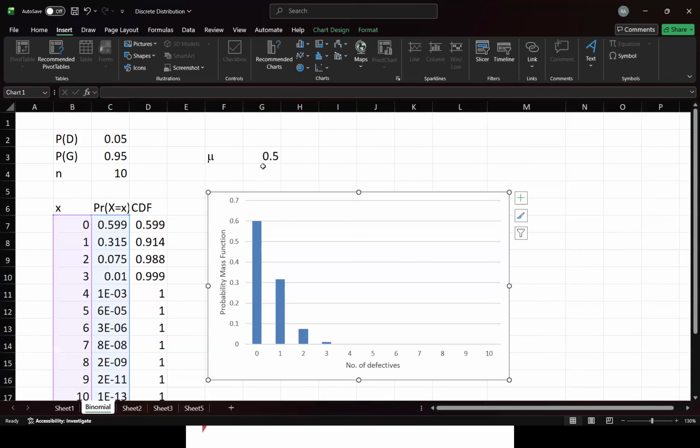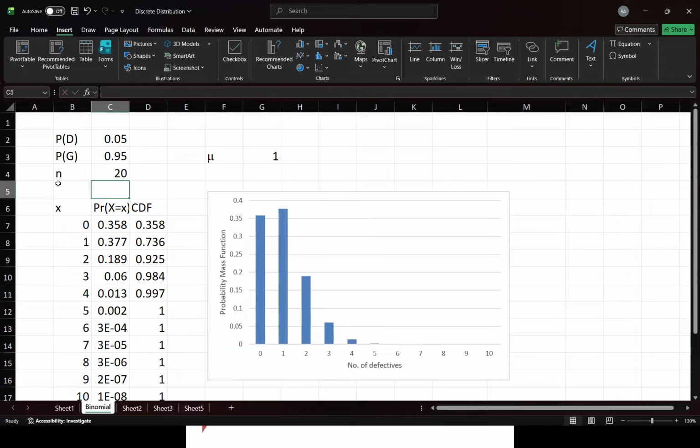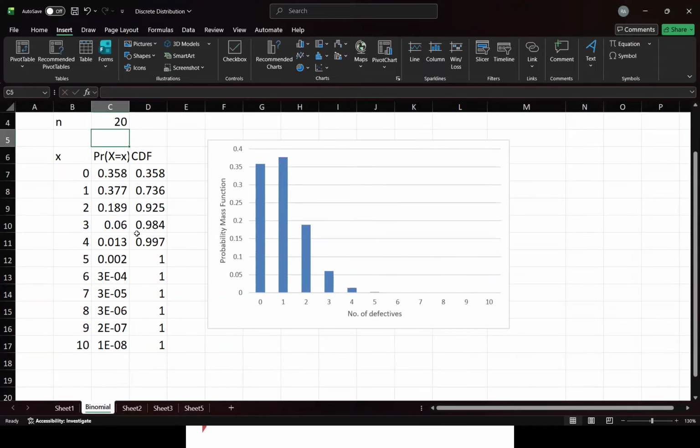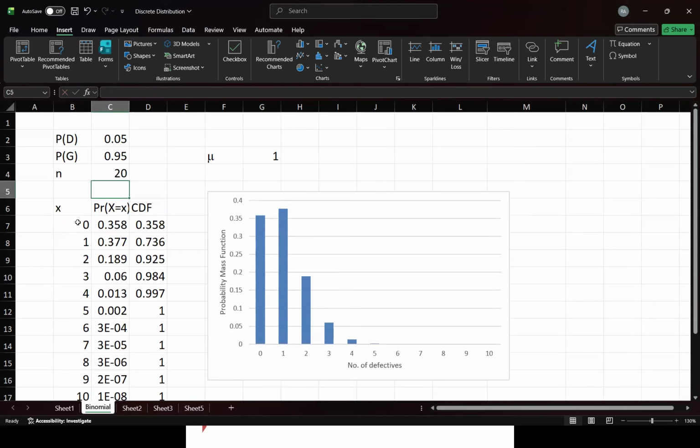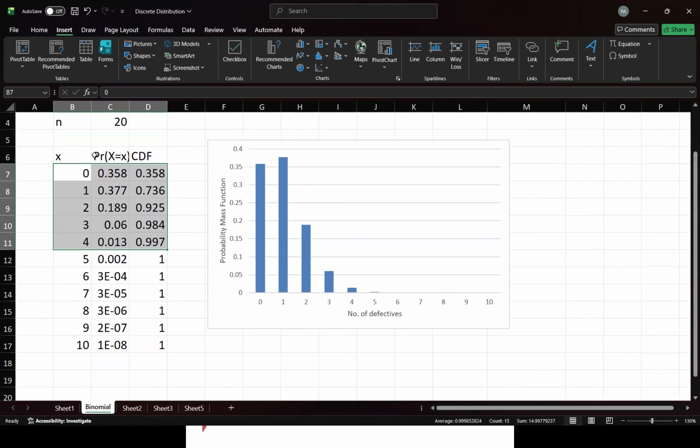So if we further go for the higher values, say 20, again we find the probabilities are shifted more towards the smaller x values. So these are the values of importance.